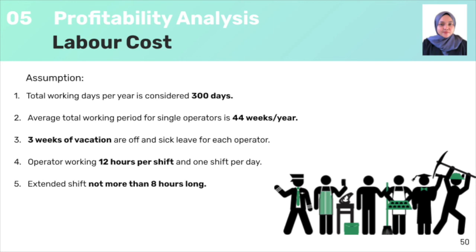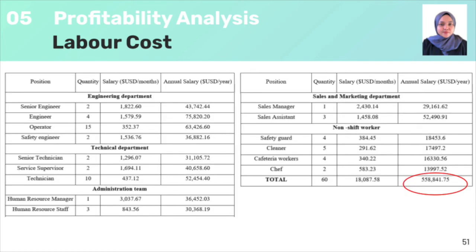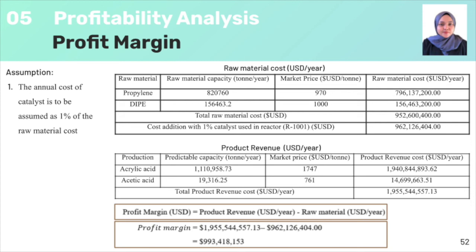Here, the table summarizes labor costs, estimating around 60 workers including inside and outside operation. The salary, based on our reference reading, is overall allocated at around USD $558,000. Next is the profit margin. The assumption for catalyst is around 1% of the total raw material cost. The profit margin is calculated simply as total product revenue minus raw material cost. Based on the material market price, USD $993 million was deduced for the annual profit margin.